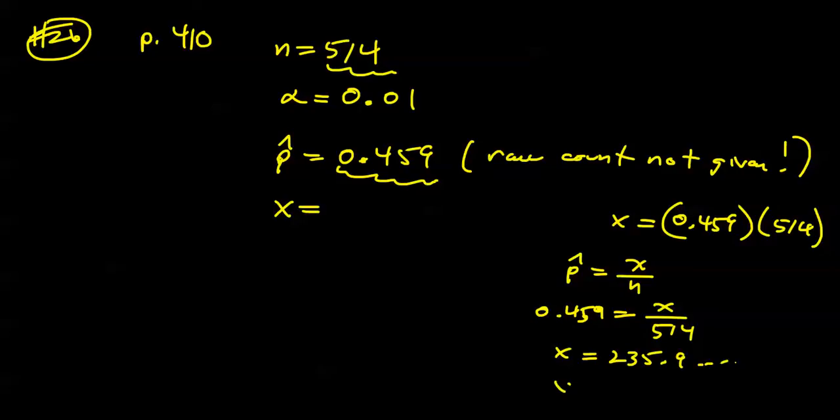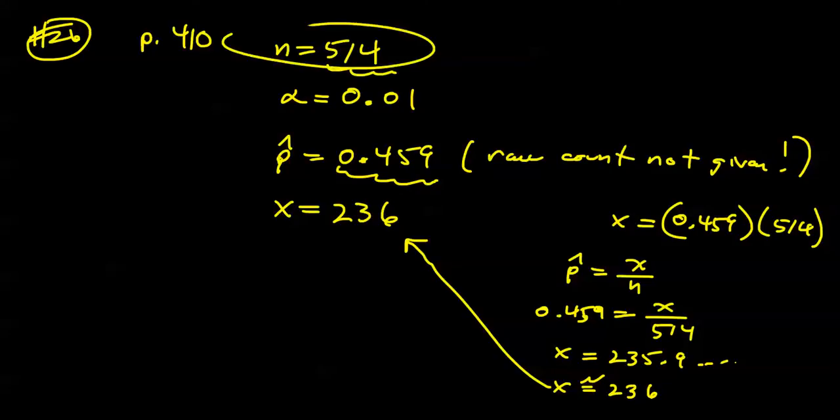Now you must round up to enter this raw count into your calculator. So that's a finer point of the game here. My raw count here, I'm going to have to round that up to 236 to satisfy my calculator restrictions. Alright, so I've got everything I need. I've got a sample size, I've got a raw count, I've got a significance level. Here we go.